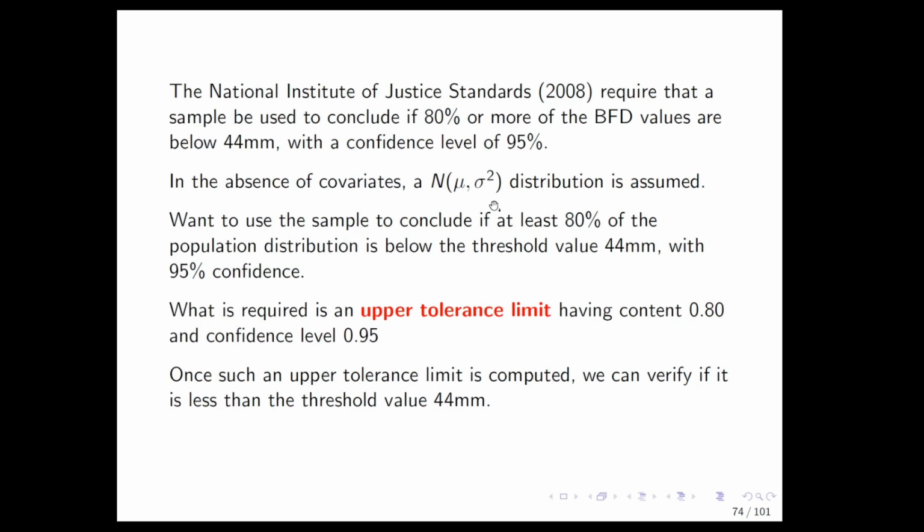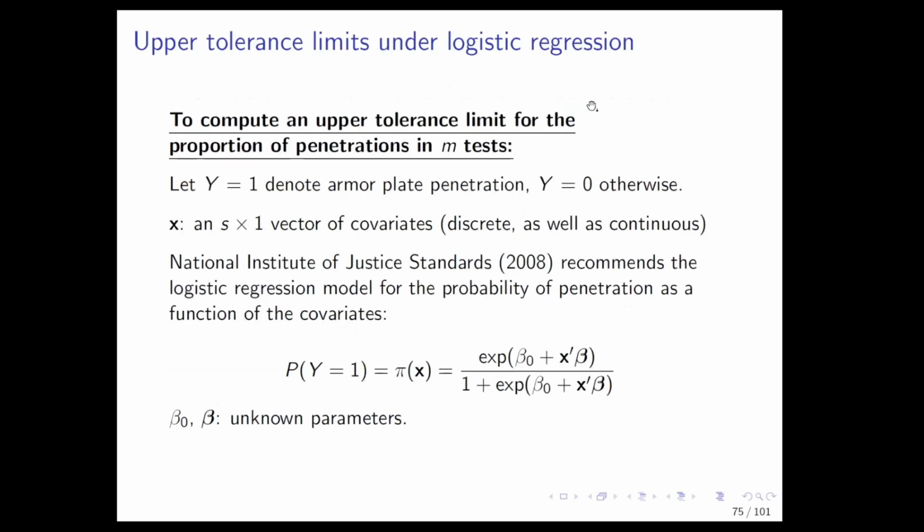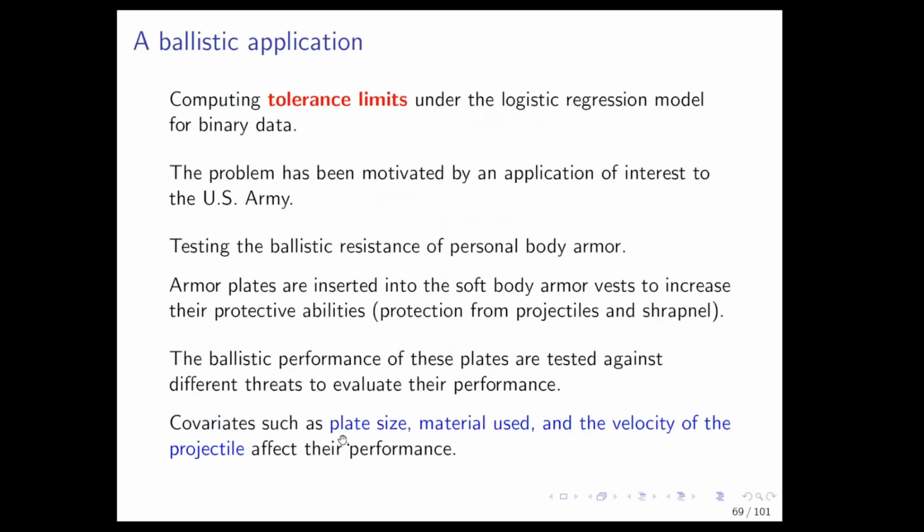We discussed it already. Now let us see how we can handle the proportion of penetrations. So we'll define y equal to 1 in the case of penetration, otherwise 0. So binary data. And we write x as the covariates. Remember the covariates? We had size of the plate. This will be actually small, medium, and large. Three discrete possibilities. Material used, and the velocity of the projectile. There is one more covariate we will discuss.